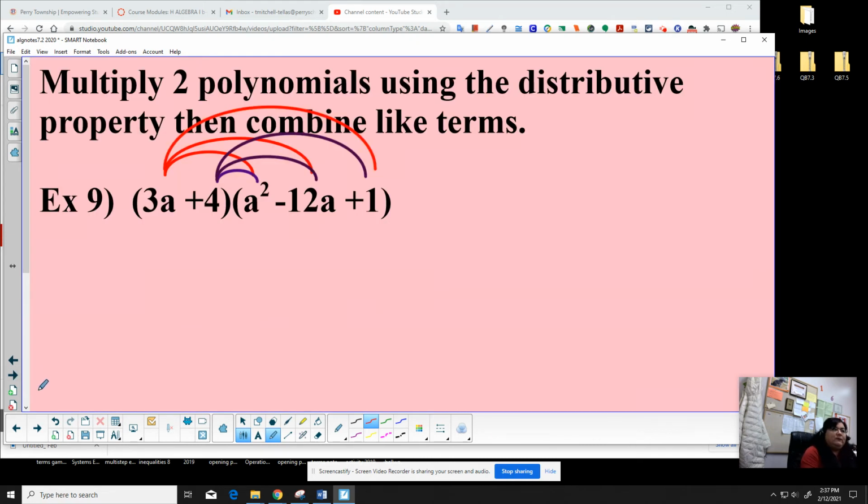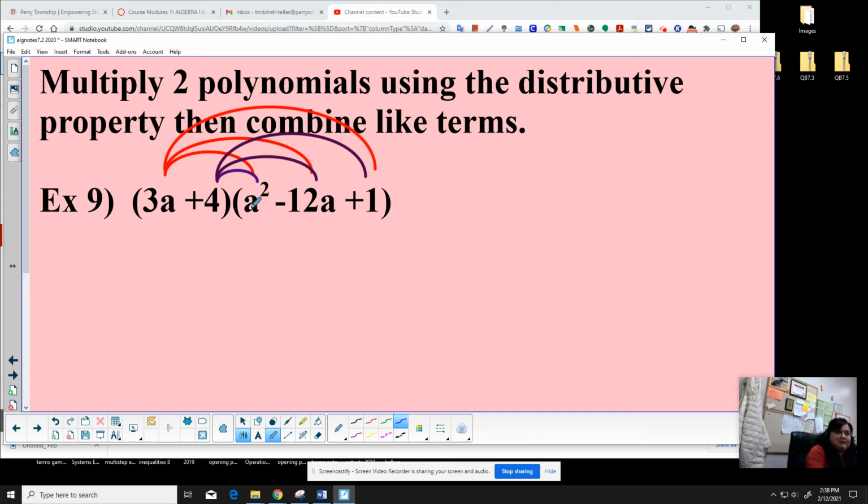All right, so when we multiply a binomial, which is 2 terms, by a trinomial, which is 3 terms, I don't have a fancy little word like FOIL that makes me follow the steps, but what I do is I just distribute. So I'm going to multiply the 3a times the a squared, the negative 12a, and the 1. Okay, so let's do that first.